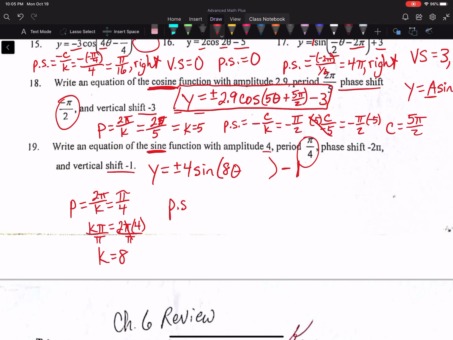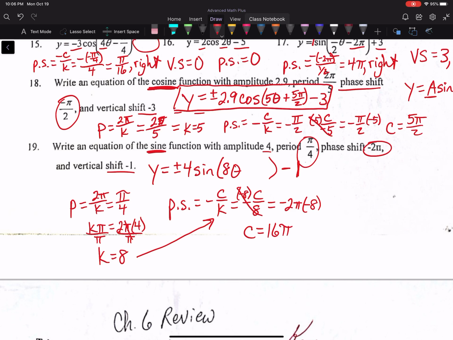And then my phase shift is equal to negative c over k, which we just figured out. Plugging it in, negative c over 8 equals my phase shift, negative 2 pi. So we're going to multiply both of these by negative 8. Those will cancel, and over here c will be positive 16 pi, because 2 negatives make a positive, so plus 16 pi. All right, so there's your answer.